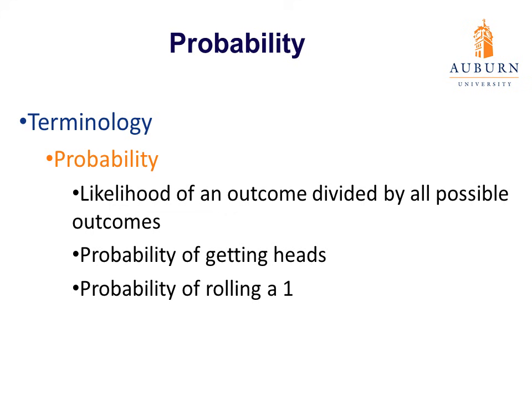Same thing with rolling a die. If I wanted to roll a 1 on a 6-sided die, the specific outcome I'm looking for is a 1. All possible outcomes are all 6 sides of the die, and so my proportion is 1 over 6. I do the division, and I get a probability of 0.1666 repeated. I can round it to 0.17. If I wanted to, I could convert that to a percent just by multiplying by 100, and I get about 17%.